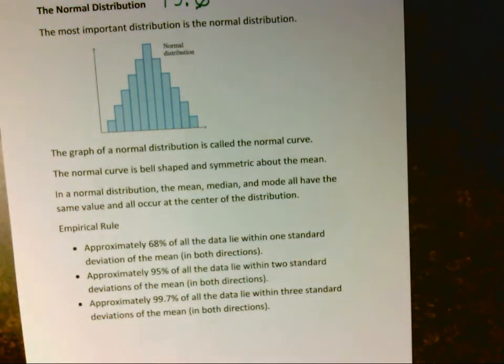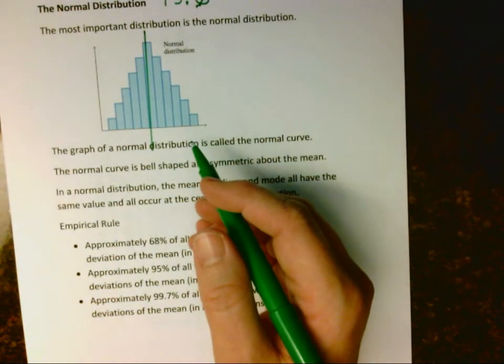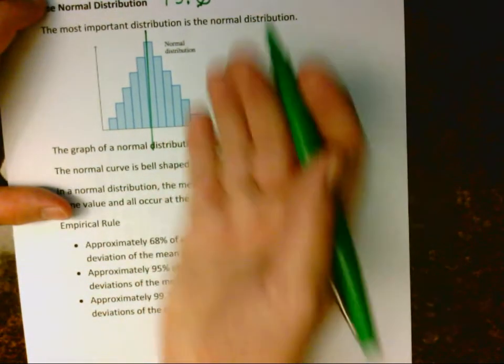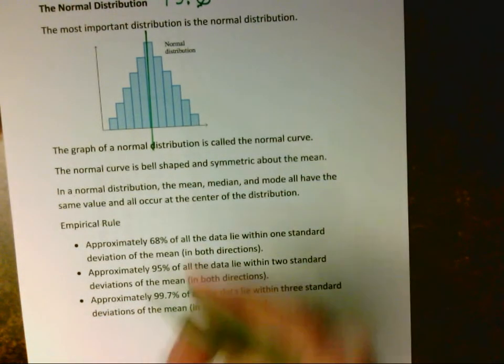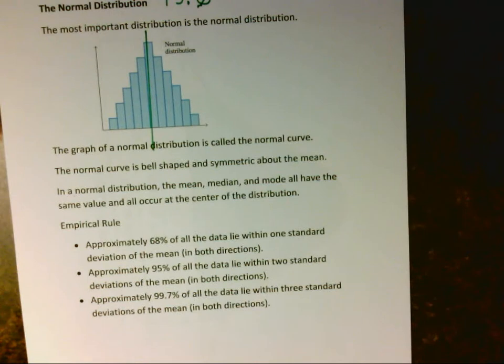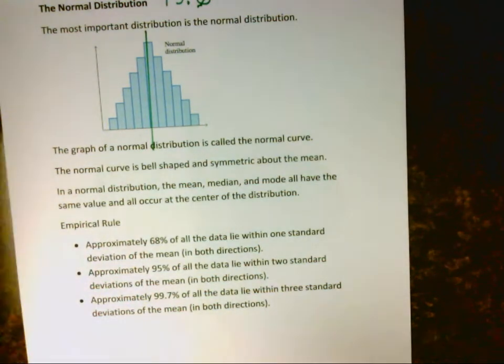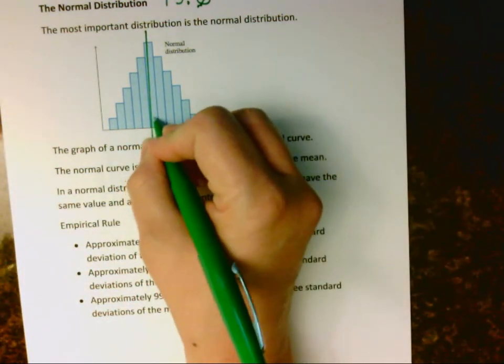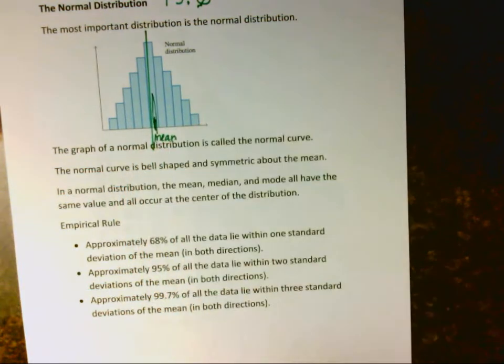Symmetric about the mean means that if you sliced it right down the center, imagine that's perfect, and folded it, the right side and the left side would make a mirror image of themselves. It would land over here, over there. It's exactly symmetric. The right and the left side are the same around that line. So this line that comes down the center is at the mean. The average is right in the middle.